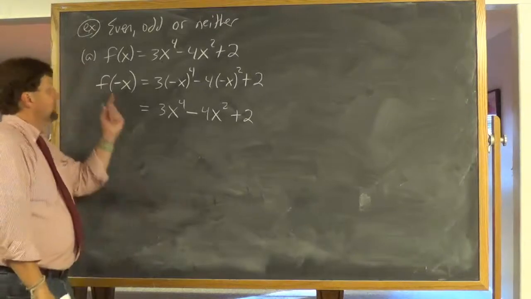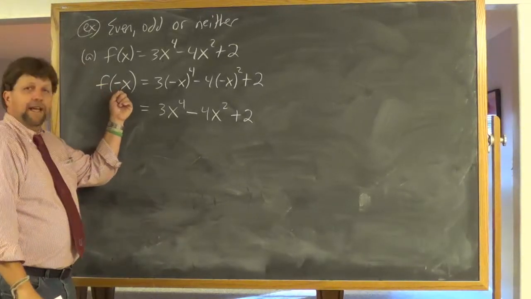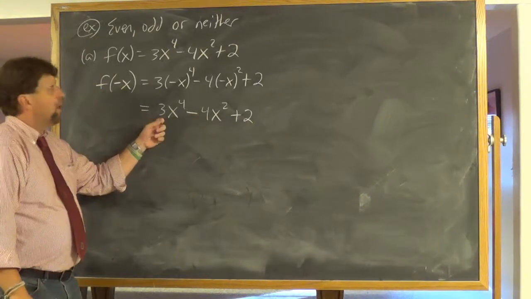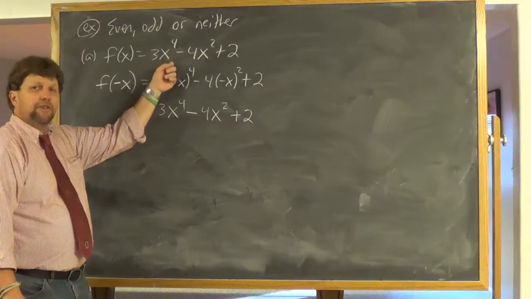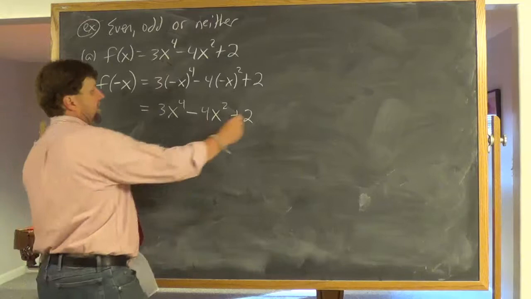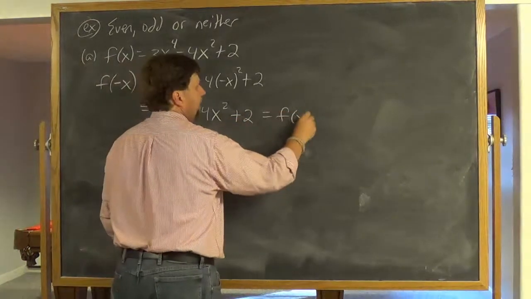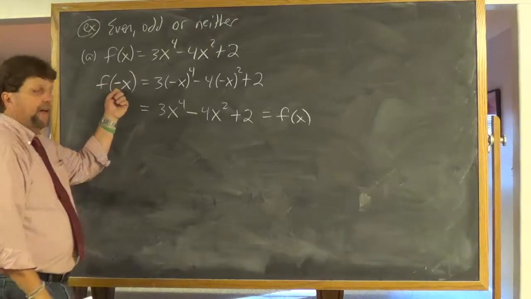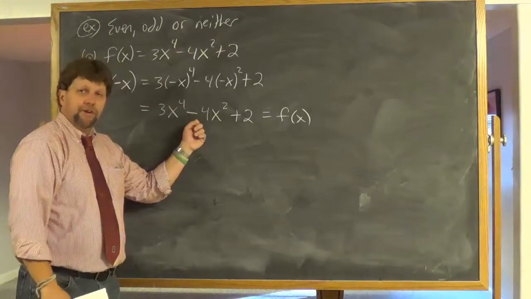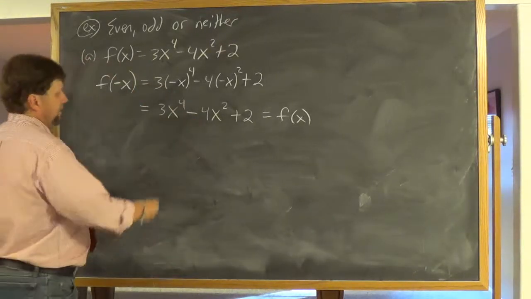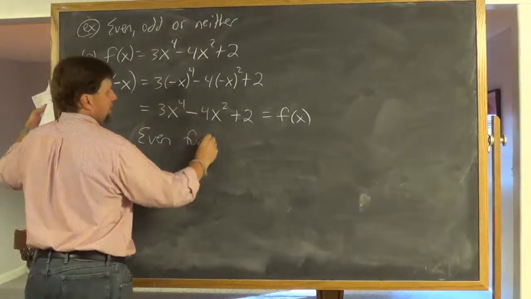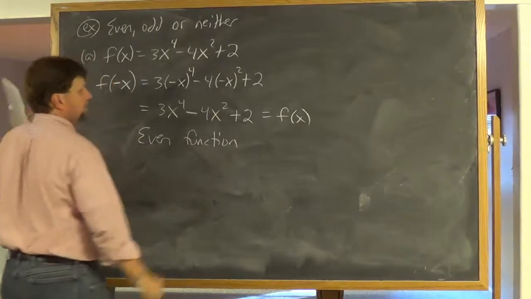So check it out. I evaluated the function at -x. This is what I came up with, which was the original function. This is f of x. Since f of -x gave me the original function, this function in part A is an even function.